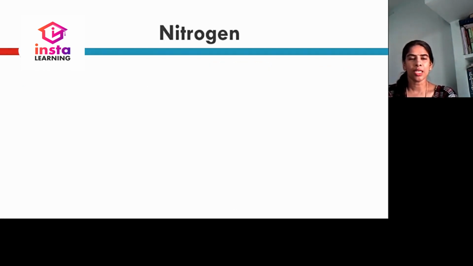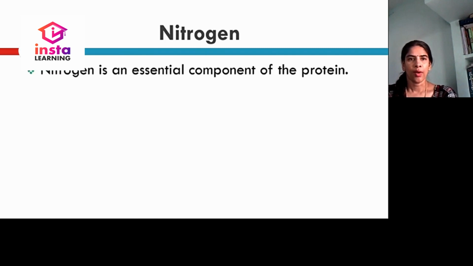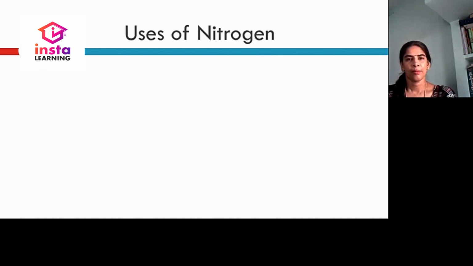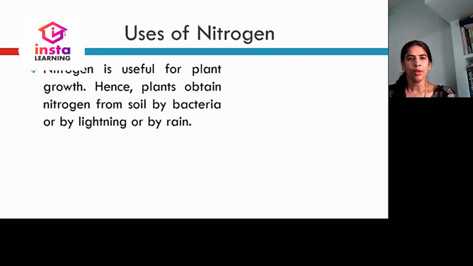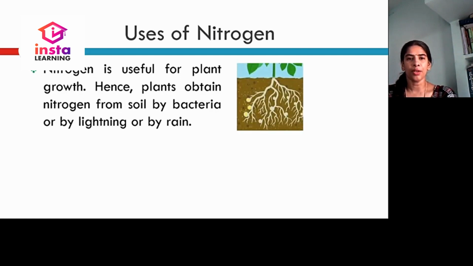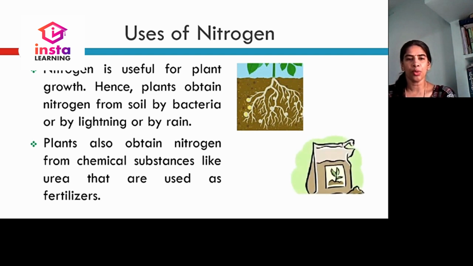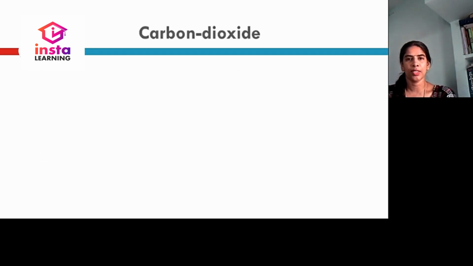Nitrogen is the next part of the air. Nitrogen is an essential component of protein. Animals need protein, which they obtain from the plants and also from animals. Let us now discuss the uses of nitrogen. Nitrogen is useful for plant growth. Hence, plants obtain nitrogen from soil by bacteria or by lightning or by rain. Plants also obtain nitrogen from chemical substances like urea that are used as fertilizers.